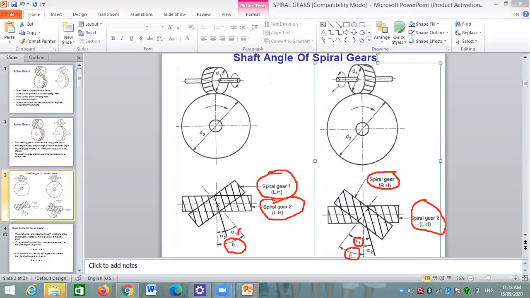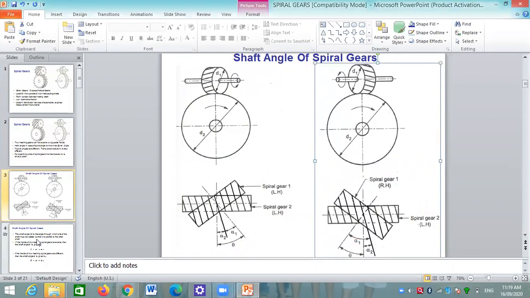Similarly, if we consider this is case 1, this is case 2, only remember that if the same handed gears are used, then theta is alpha 1 plus alpha 2, and if the opposite handed gears are used, then theta is equal to alpha 1 minus alpha 2. Okay, this is the shaft angle, and how this shaft angle is calculated for different hands of the gears.